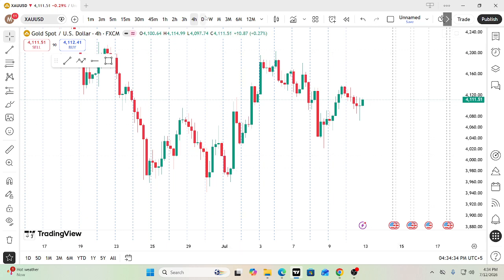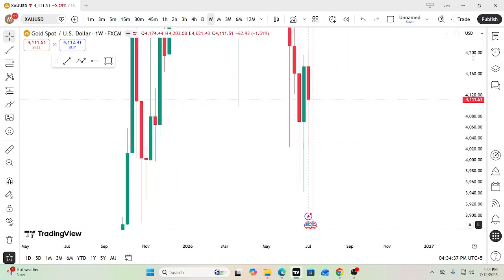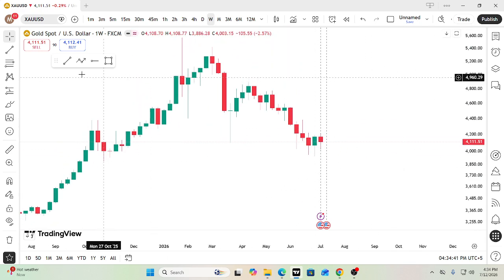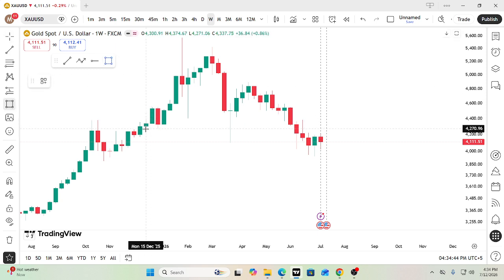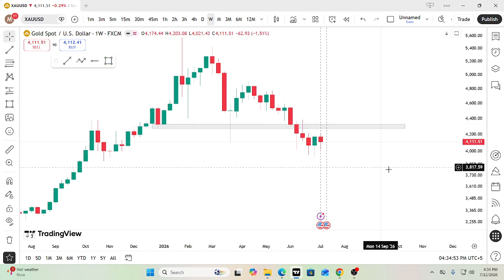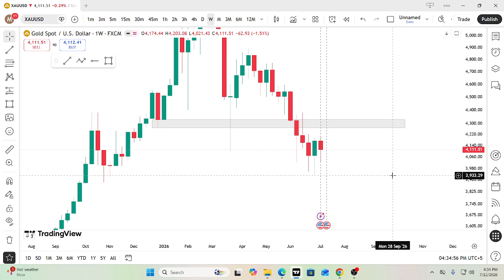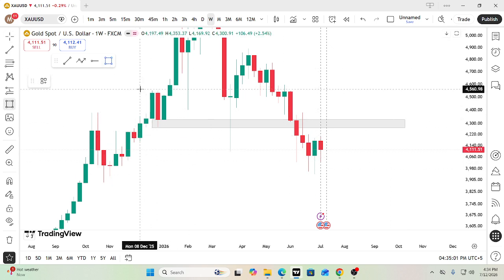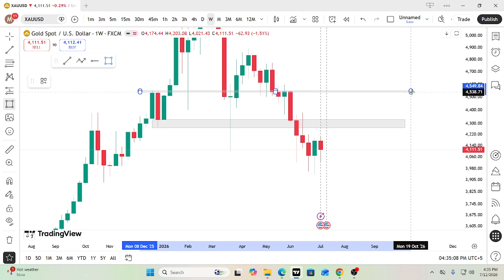So let's get started. In the previous month, as we discussed, we analyzed that this is the weekly resistance of the market, which is 4329 and 4271. This zone is the weekly resistance of gold XAUUSD, and this is, we can say, the second resistance or QML area, 4550.